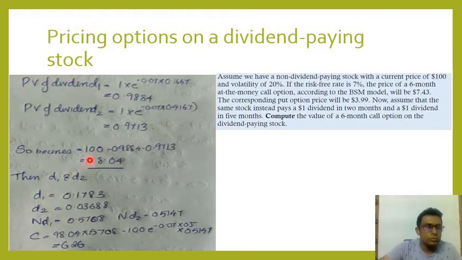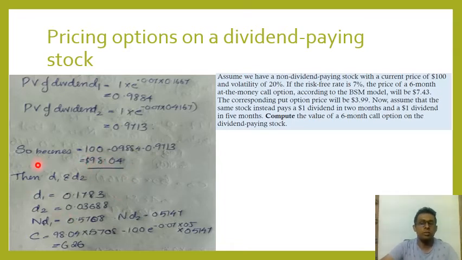So PV of D1 is equal to 1 into e raised to the power of minus 0.07 into 0.1667, that is 2 by 12. PV of dividend 2 is 1 into e raised to the power of minus 0.07 into 0.4167, that is 5 by 12. We'll subtract these from our 100, which will give 98.01.